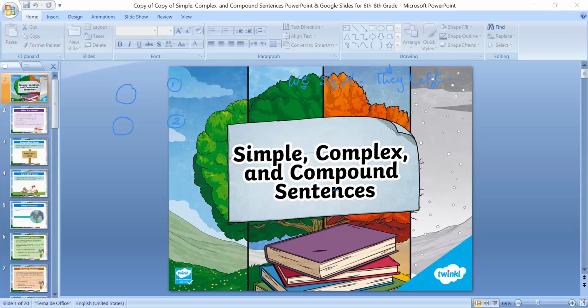Who can remind me? Teacher, yes? I can't see. I only see simple, complex, and compound sentences. I can't see other slides. All of you or only you? Yes, even me, just simple, complex, and compound sentences. Okay. Give me just a moment.